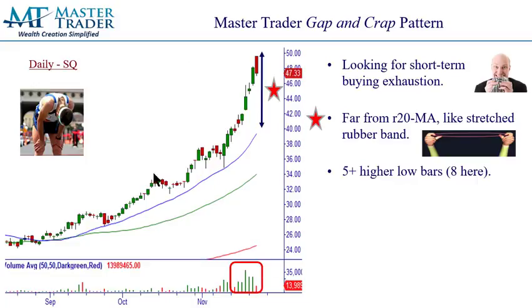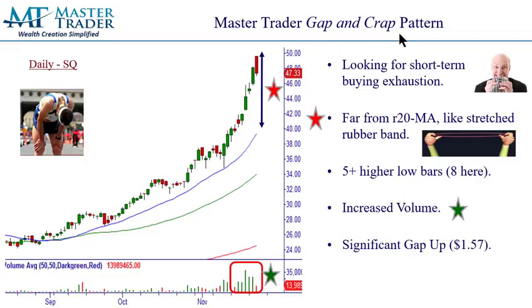5 or more higher low bars, we have that. We have 1, 2, 3, 4, 5, 6, 7, 8, 9. Increased volume. It's a gap and crap, which is a flavor of the climactic sell setup. So instead of having the reversal bar right there, the gap and weakness of this reversal bar is what creates the gap and crap pattern. And we just look for a bearish intraday reversal to short bearish stock and option strategies around.